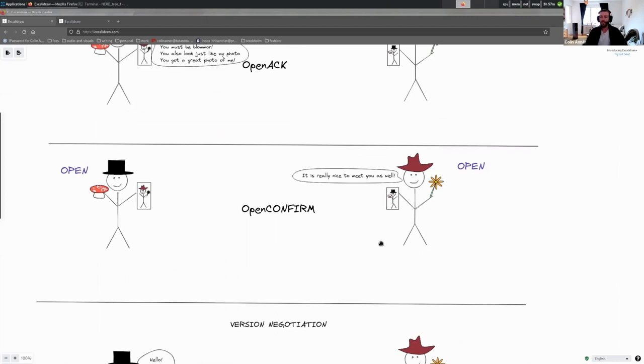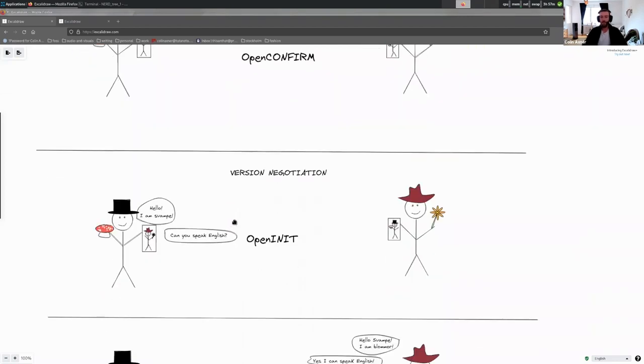Cool. So that's just the state changes that will occur. And then the last bit of information that I would like to get into before we look at the code is version negotiation, because that is the other important piece of the connection handshakes. So far, we've just looked at how to establish a connection, verify the other entity, and that they're connecting to the correct chain.